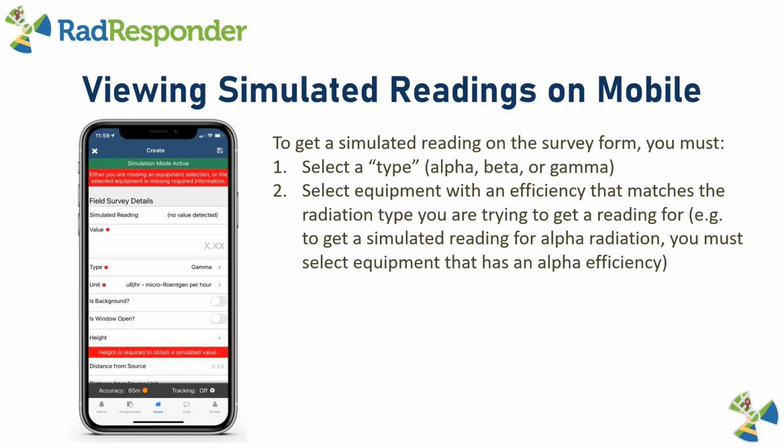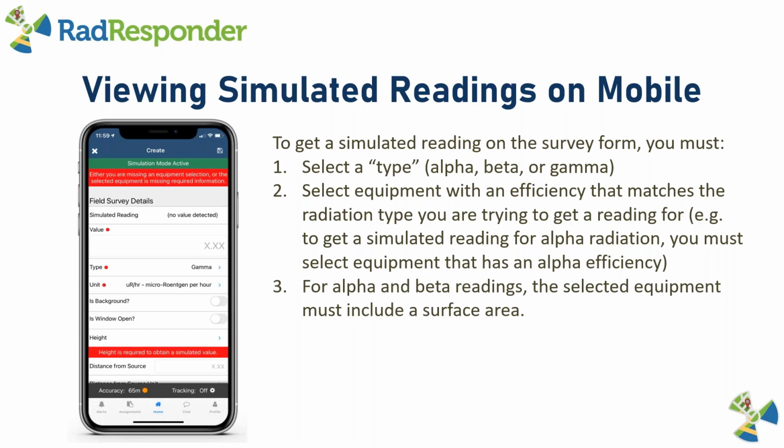And I'm going to talk a bit about how you can add efficiencies to your equipment. For alpha and beta readings, the equipment I select needs to also include a surface area. So again, I will also touch here a bit on how you can add surface areas to your equipment in RadResponder.